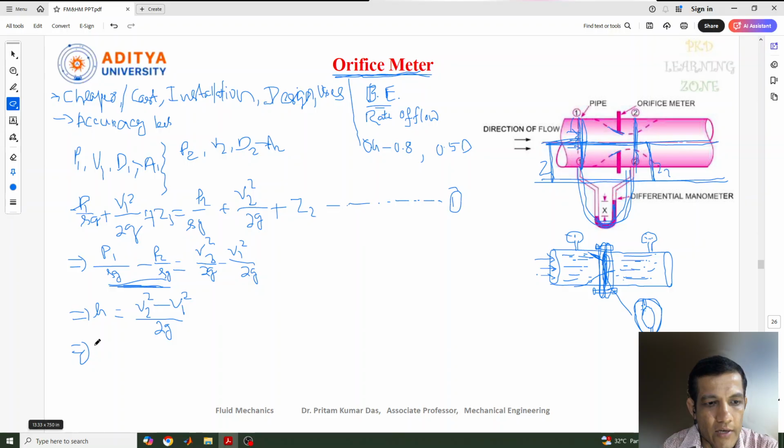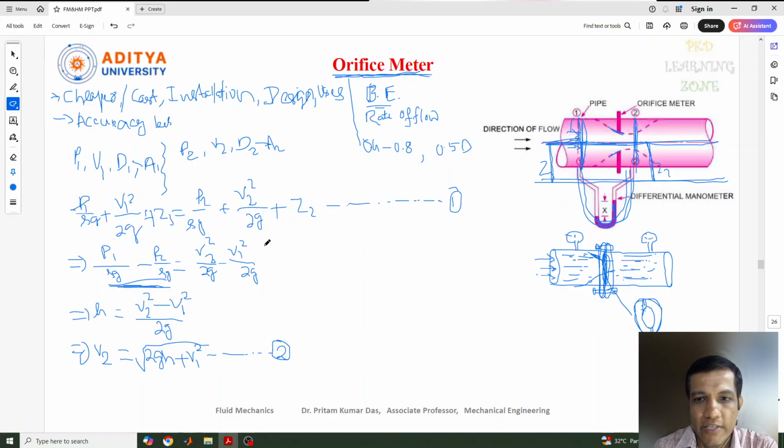And again, suppose I want to identify the velocity at some point, so I can write directly v2 equal to root over of 2g into h, and this minus v1 square, let me take it to the left hand side, so that is going to be plus v1 square. And as I have written here, v2 square is gone, so the square goes to this side, and this is root over of this. So this one we can call equation 2. Okay, so this is the first step of this part.